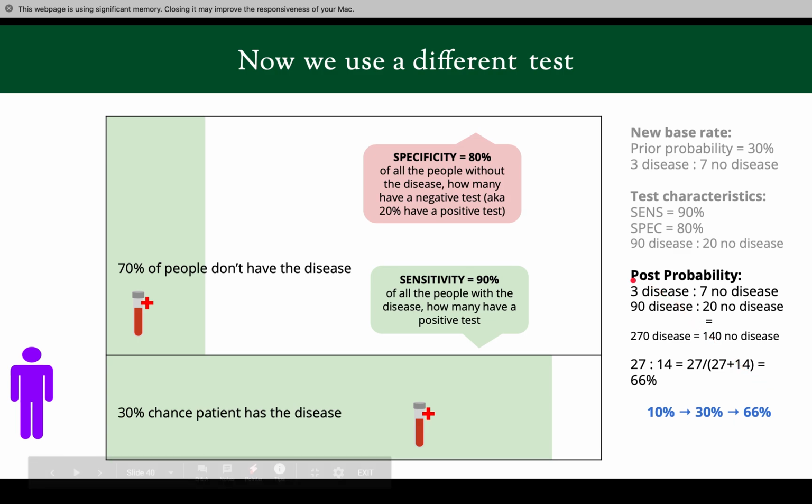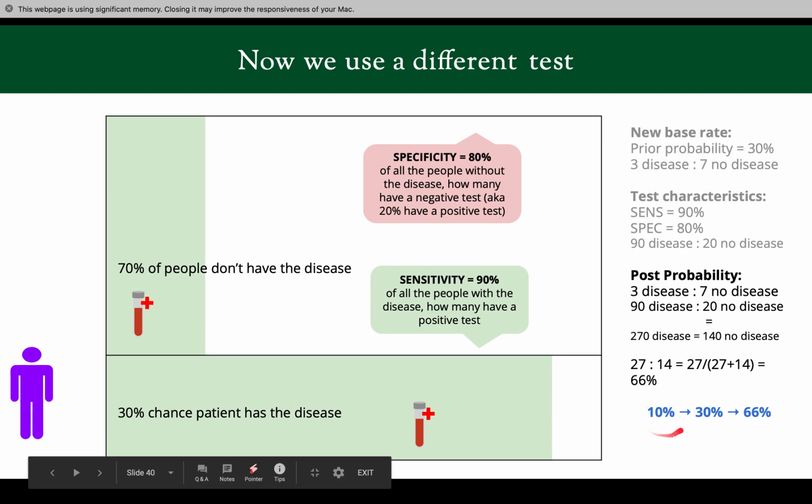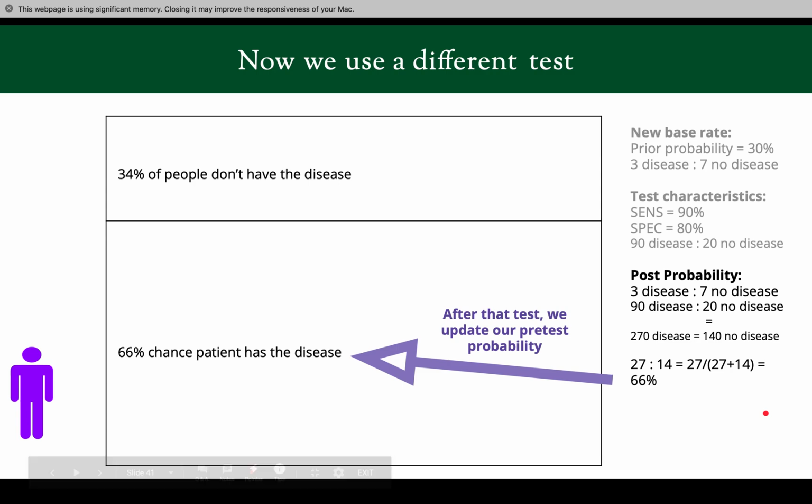And again, we do the same thing. 3 to 7 was our pretest probability. 90 to 20 is our testing characteristics, so that gets us 270 positive tests in those with the disease, 140 positive tests in those without the disease, which, you do the math, gets you to 66%. So now we have updated our post-test probability to 66%. We went from 10. We did a test, we got to 30. We did another test, we got to 66. And so now we update our probability again.